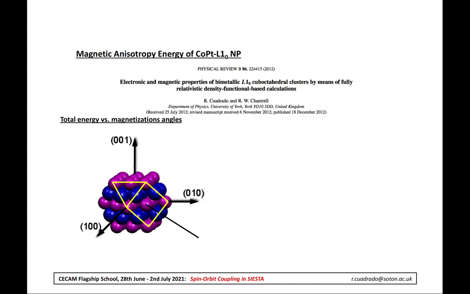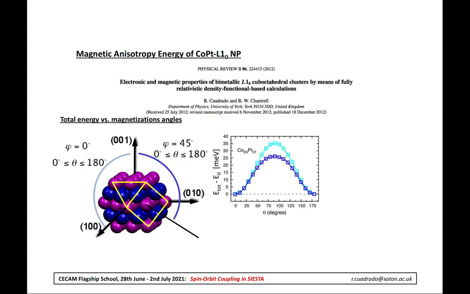One of the most important things when you perform a fully relativistic DFT calculation is that you can obtain the total self-consistent energy for different orientations of the magnetization. For example, in this case, we have a cobalt platinum nanoparticle composed of 55 atoms stacked, forming an L10 structure in gas phase. And we can obtain the value of the total energy for different orientations. The two scans performed here correspond to variations within the plane XZ with phi equal to zero, and the same if we have phi equal to 45 degrees. These are the blue and the turquoise square dots in the plot on the right.